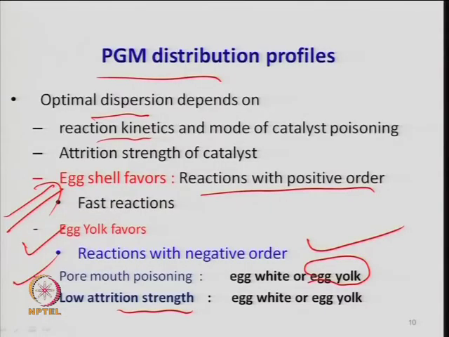Same thing for the attrition resistance, as I said: when the attrition strength is poor, then do not take egg shell. We will prefer the egg white or egg yolk.